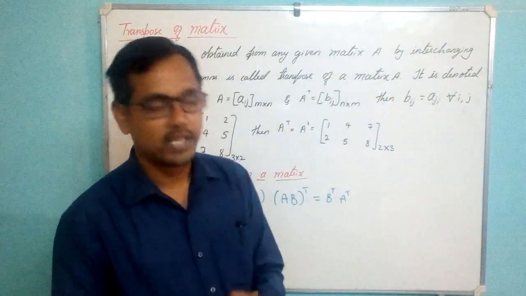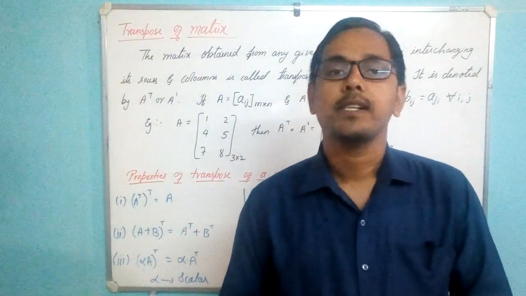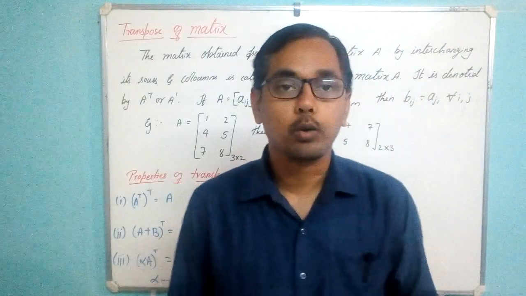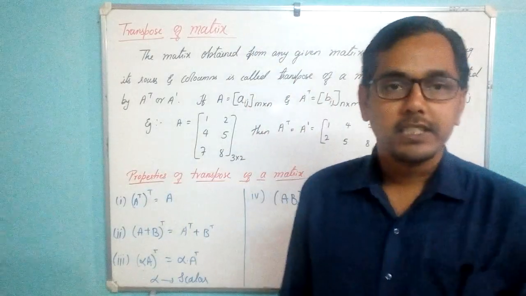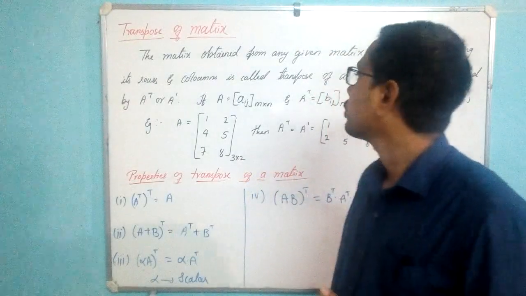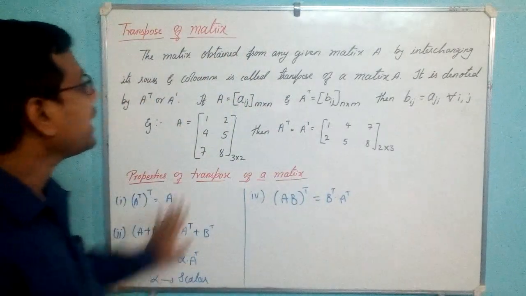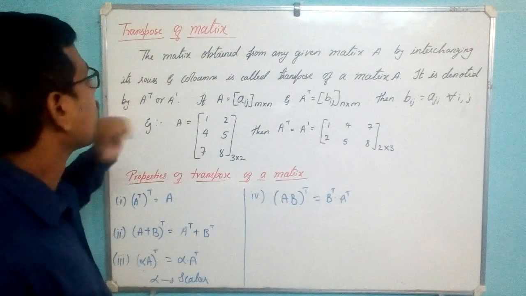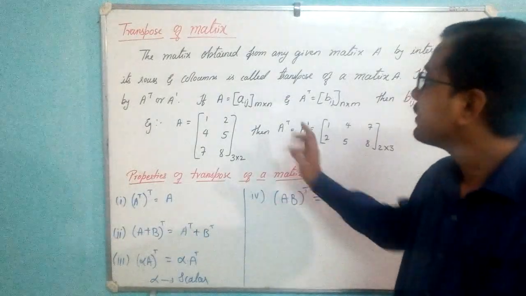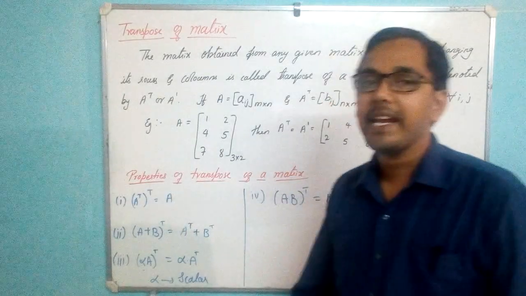So basically what is a transpose? Transpose you all know already, you have learnt it in your 12th NCERT, but still I want to refresh it. Transpose of a matrix can be obtained by interchanging rows and columns. By interchanging rows and columns of any matrix, you can get the transpose of a matrix. Let's see what the definition has to say about this. The matrix obtained from any given matrix A by interchanging its rows and columns is called the transpose of a matrix, and it is denoted by A to the power t. A to the power t is A transpose, or it may also be denoted by A dash.